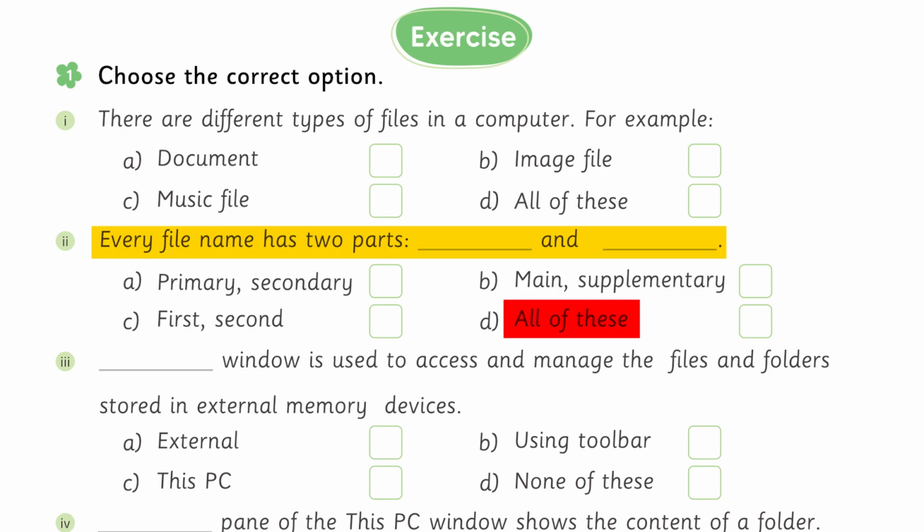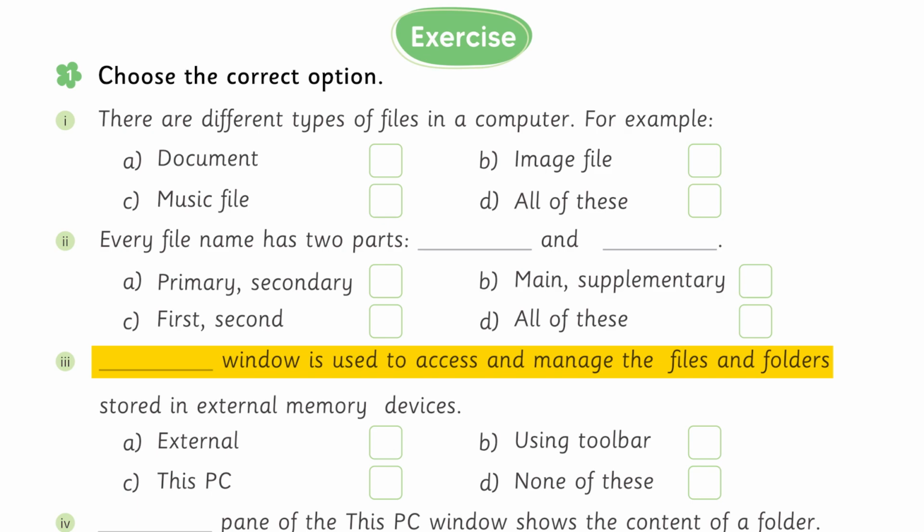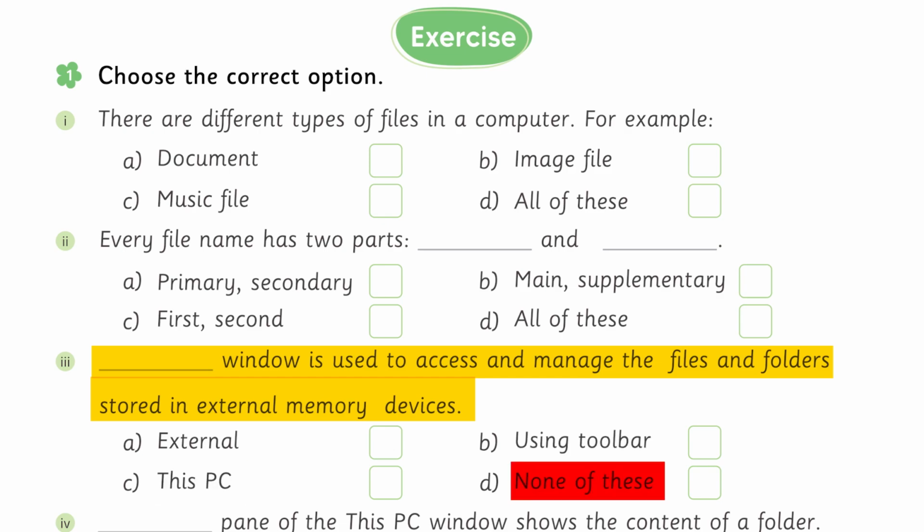Option A is the right option, primary and secondary. Dash window is used to access and manage the files and folders stored in external memory devices. Option A, external. Option B, using toolbar. Option C, this PC or none of these. Option C is the right option, this PC.